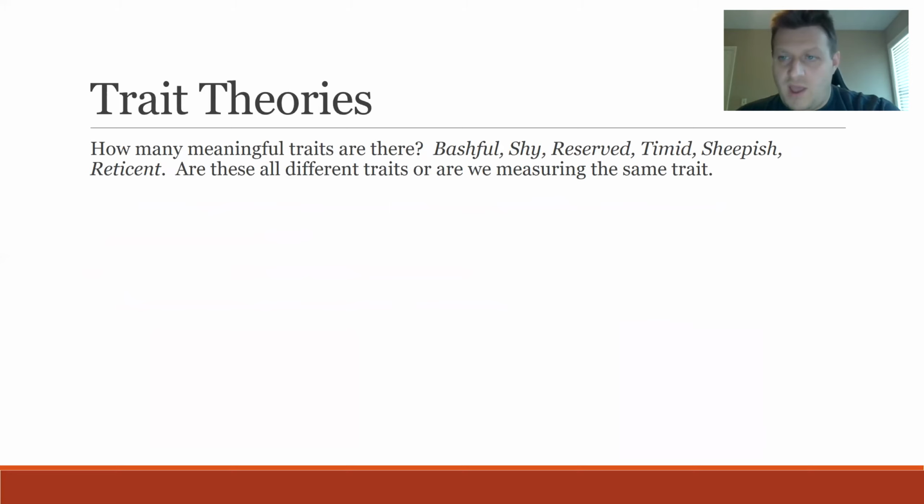All right, so how do we discover how many traits there are? What kind of research method are we going to use? So we can look at all of the different adjectives describing personality in the English language. We might have things like bashful, shy, reserved, timid, sheepish, reticent. Am I referring to completely different traits here? Or maybe it's the case that we're measuring the same thing. How do we know? How do we know if there's a distinction between when I call someone bashful and when I call someone timid? Those might mean slightly different things.